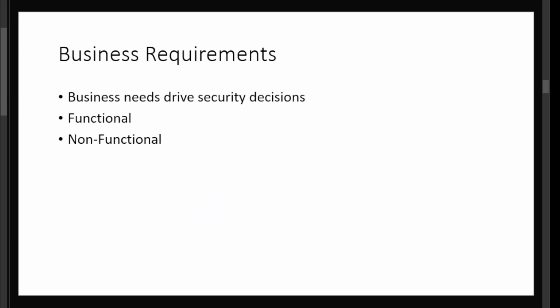Now, business requirements. This is an important concept in the book. It said several times that business needs drive security decisions. There are two types of business requirements. There are functional and non-functional.